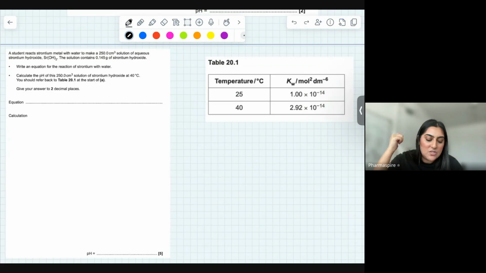So a student reacts strontium metal with water to make 250 centimeters cubed solution of aqueous strontium hydroxide. The solution contains 0.15 grams of strontium hydroxide. We need to write an equation with water, and then we need to calculate the pH of the solution and then use the table. So this question is 5 marks. I would get my equation out the way.